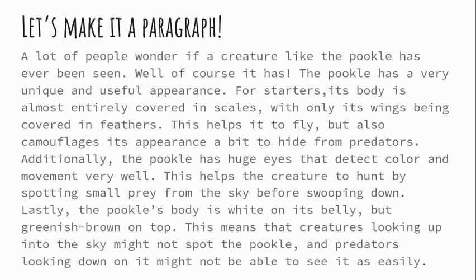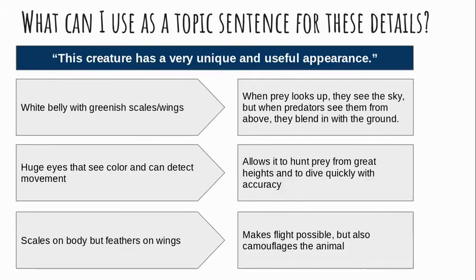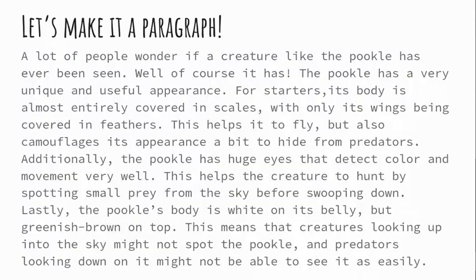Additionally, the pukul has huge eyes that detect color and movement very well. This helps the creature to hunt by spotting small prey from the sky before swooping down. Lastly, the pukul's body is white on its belly but greenish-brown on top. This means that creatures looking up into the sky might not spot the pukul, and predators looking down on it might not be able to see it as easily. So all I did was take these details and additional thoughts and turn them into a paragraph.